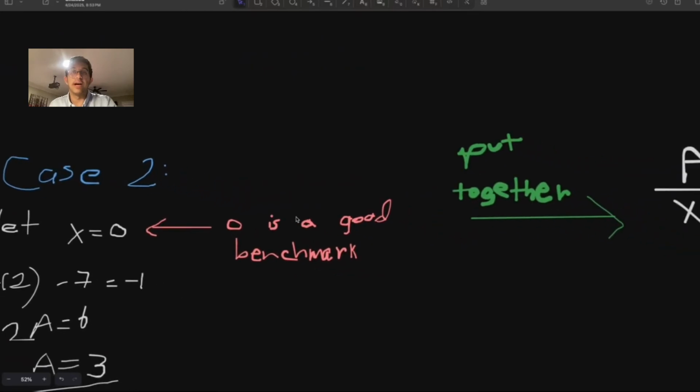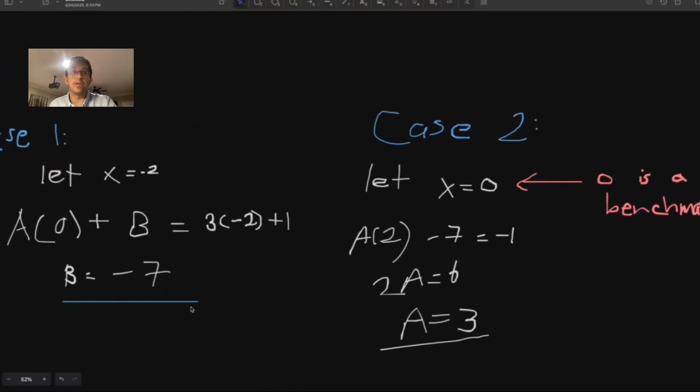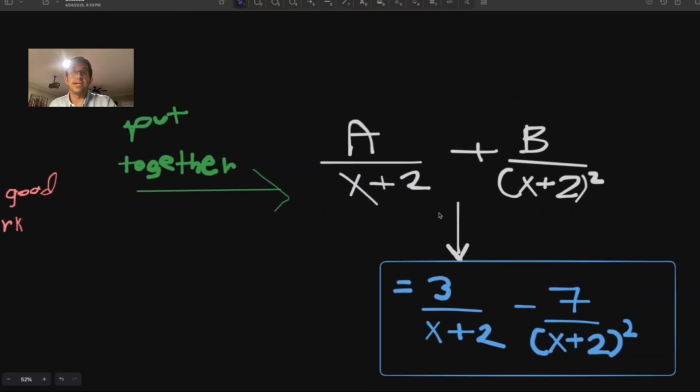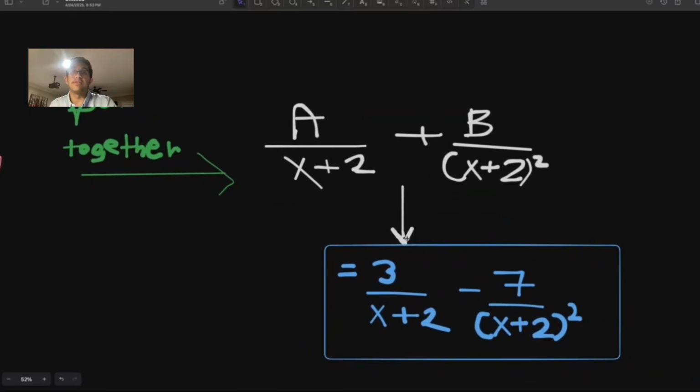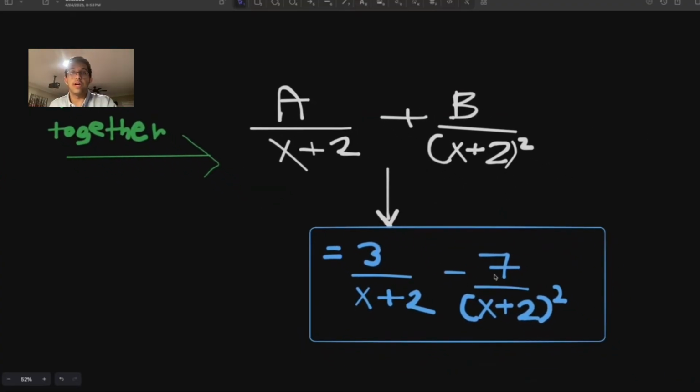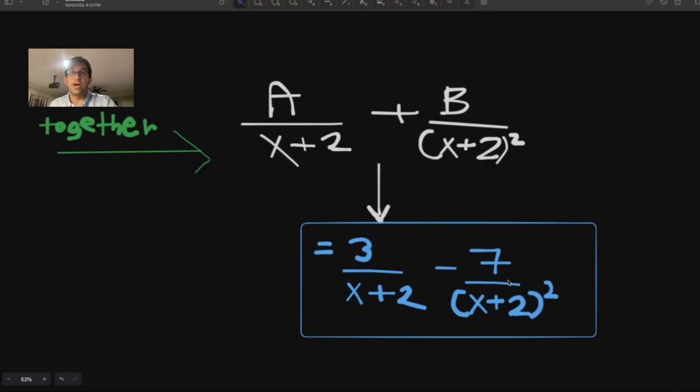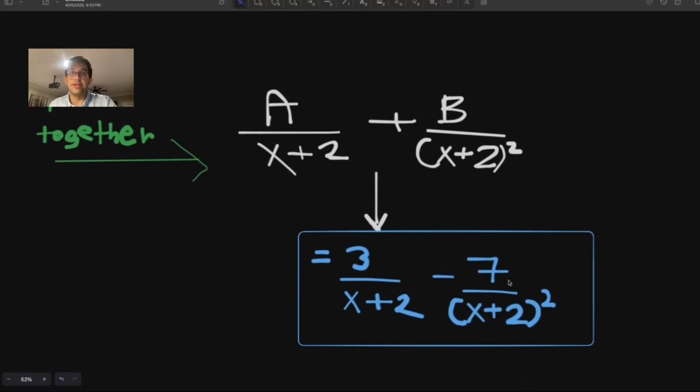Cool. So what we're going to do now is put this together. We already know A is 3. We know B is -7. We put that together. We get A over x plus 2 plus B over x plus 2 squared. We plug in the values, and that is this right here. 3 over x plus 2 minus 7 over x plus 2 squared. And that is the partial fraction decomposition.